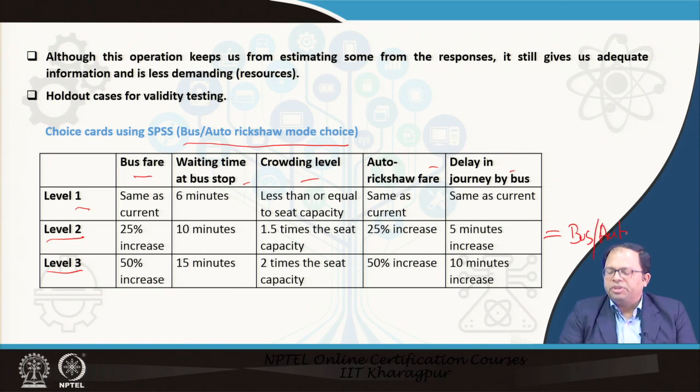He has to choose between these two, and if this is the combination in front of him, he may choose, suppose, the bus, because bus fare is remaining the same whereas auto fare is increasing, or it may be different altogether. That means we have to create many combinations and present them to the person we are surveying.